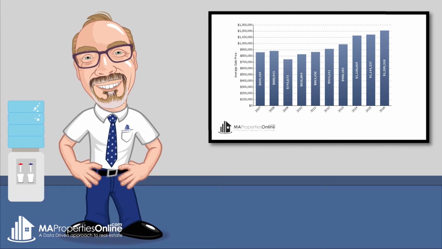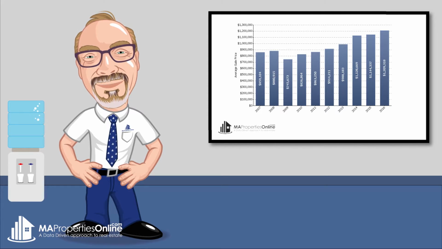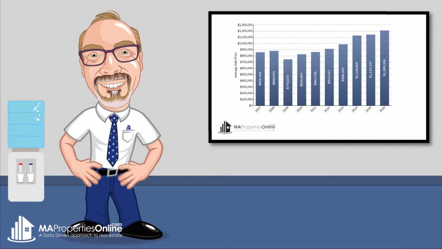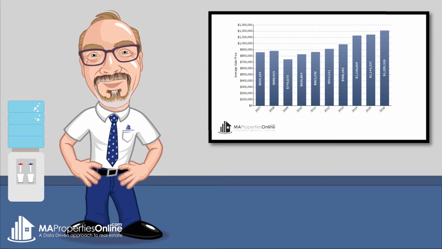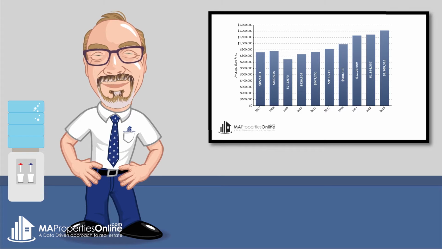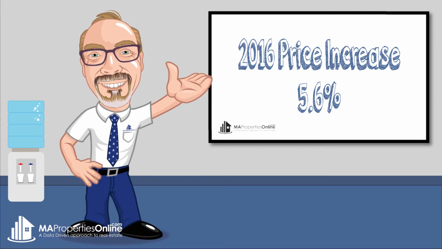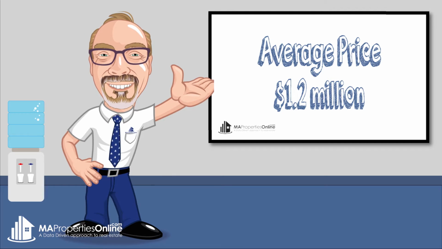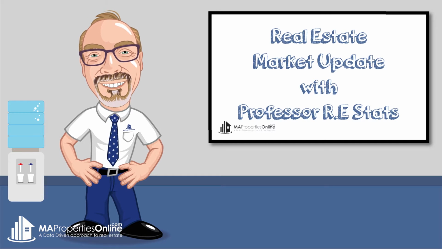In Lexington, after rising steadily since the downturn in 2009, the average home price peaked in 2014, remaining flat in 2015 due to changes in the price distribution. 2016 saw a return to rising prices, with a 5.6% increase in the average home price to an all-time high of over $1.2 million. So that's how the overall real estate market performed in 2016.